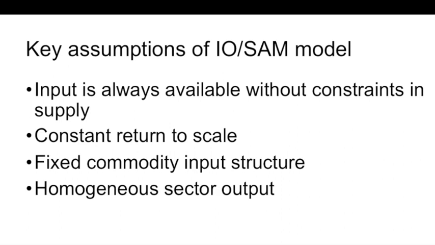And then we assume there's a fixed commodity input structure for different industries, which in reality may not be true. But because of the complexity of the data we're dealing with for such a larger table, we assume there's a fixed commodity input structure. And lastly, we assume homogeneous sector output. We don't assume there's any difference in terms of quality or the look of the product that may affect the final demand. Now let's move on to the next video to practice one example using Excel on the SAM model.